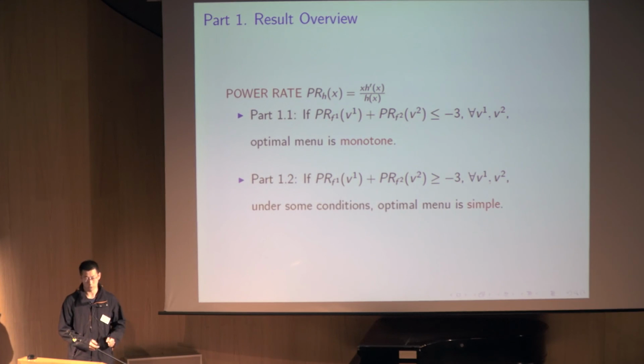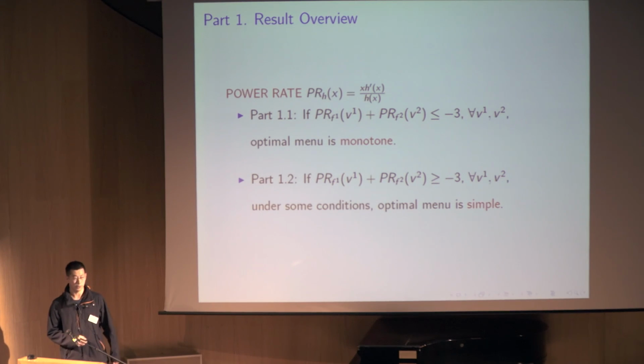And here's the results overview. We define the power rate PR sub h of x to be x times h prime over h. We first show that if the sum of the power rate is less than or equal to -3, then the optimal menu is monotone. I will define monotone later. And if the sum of the power rate is larger than or equal to -3, then under some conditions, the optimal menu is simple. By simple, we mean the number of menu items is small.